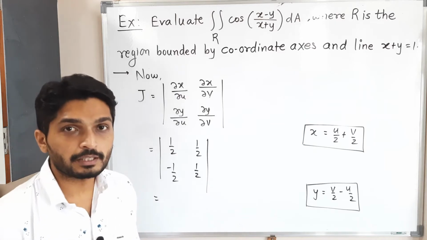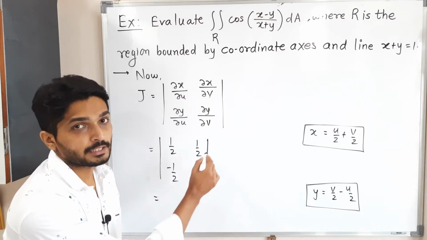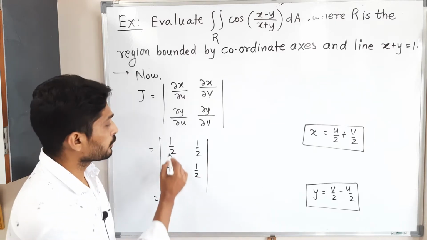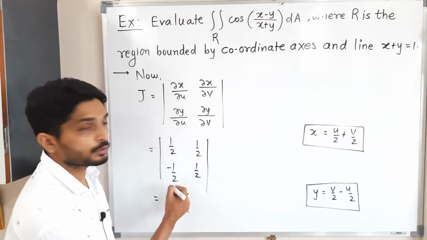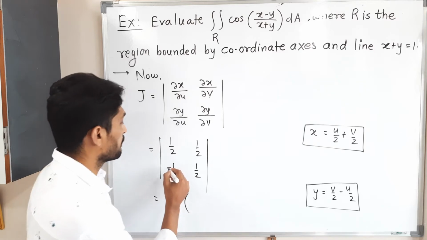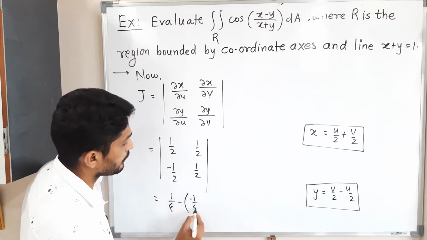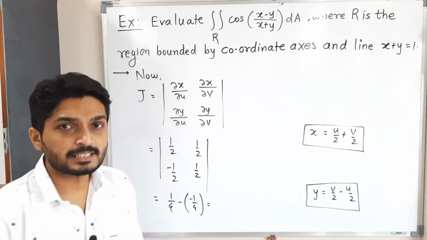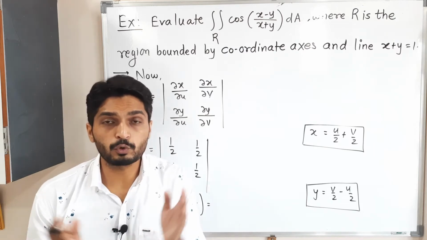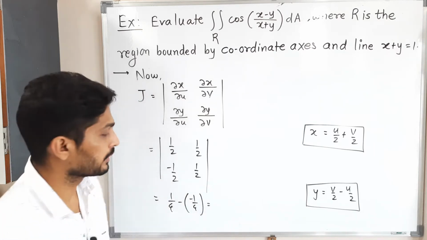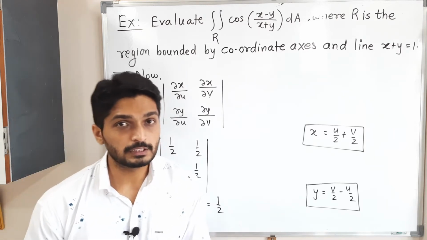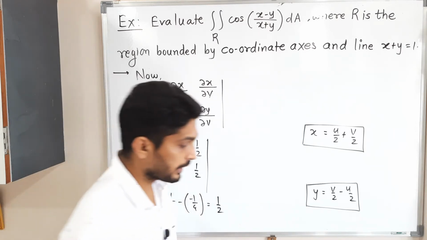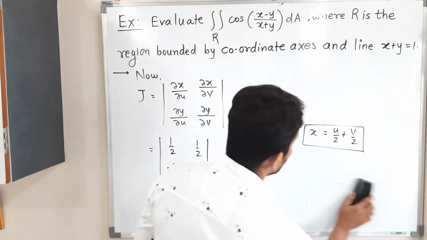Let us solve the determinant, product of these two minus product of these two. The product of 1 by 2 into 1 by 2 is 1 by 4, minus the product of these two, minus 1 by 2 into 1 by 2, which is minus 1 by 4. So minus minus is plus, and we have 1 by 4 plus 1 by 4, that is 2 by 4. That means simply I can write 1 by 2. So this is the required value of the Jacobian. After that we will go further. Let me remove this part, it is not required now.